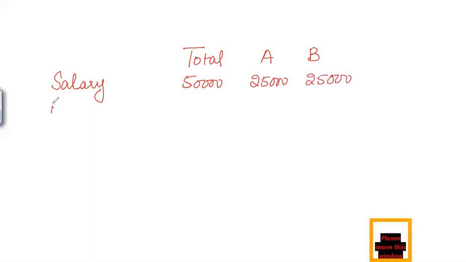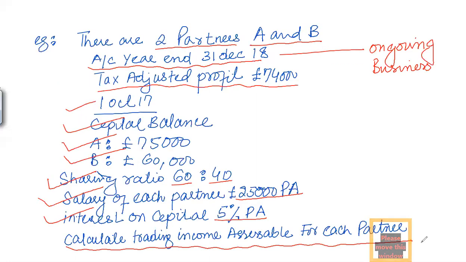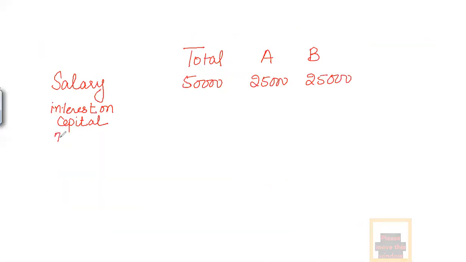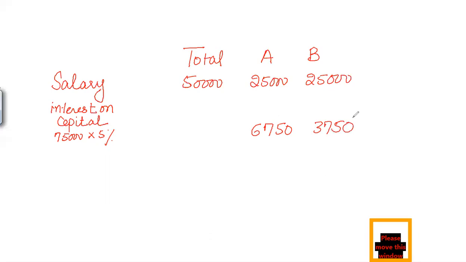Now, after that, another payment or expense is interest on capital, which we have to deduct first from the profit. For interest on capital, we have seen that the capital is 75,000 and 5% is the rate. So for A it is 75,000 multiplied by 5%, and the value becomes 6750, and for B the value is 3750, and the total becomes... just a minute.